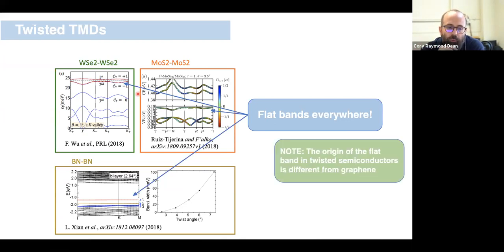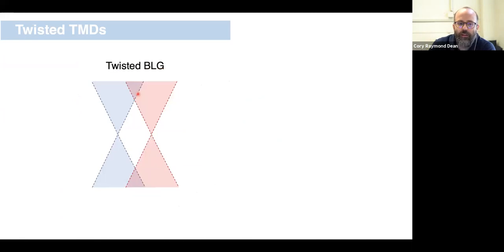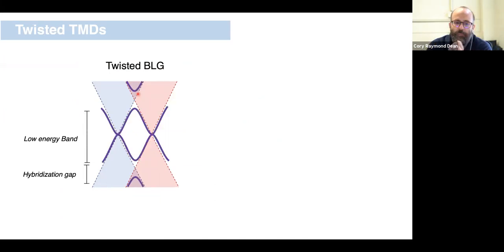Now, it's important to note that the flat bands in these systems arise, to my mind, from a different cartoon understanding from what I described for graphene, and that difference is actually important to understand. So I'm going to go through that a little bit. Just to remind you, in twisted bilayer graphene, we have these linear bands that are shifted in K space. I get a hybridization between the bands, and I'm left with a low energy isolated band whose flatness depends on the twist angle, which is maximally flat at a very definite twist angle, 1.1 degrees.